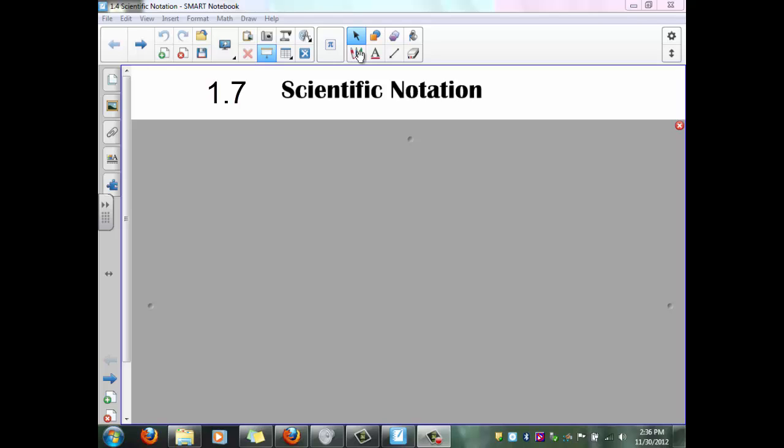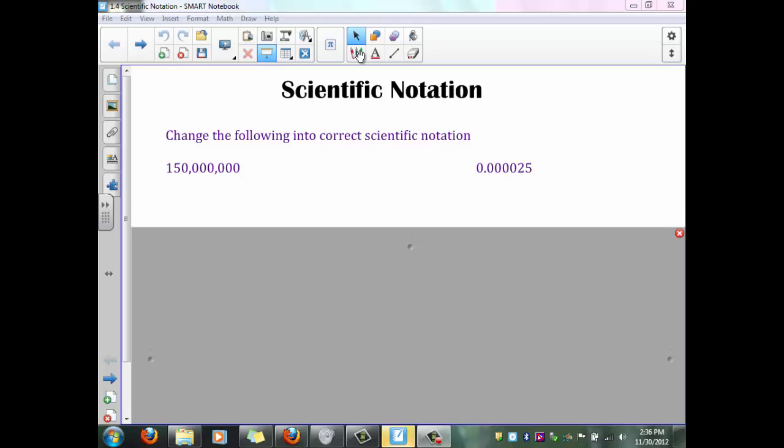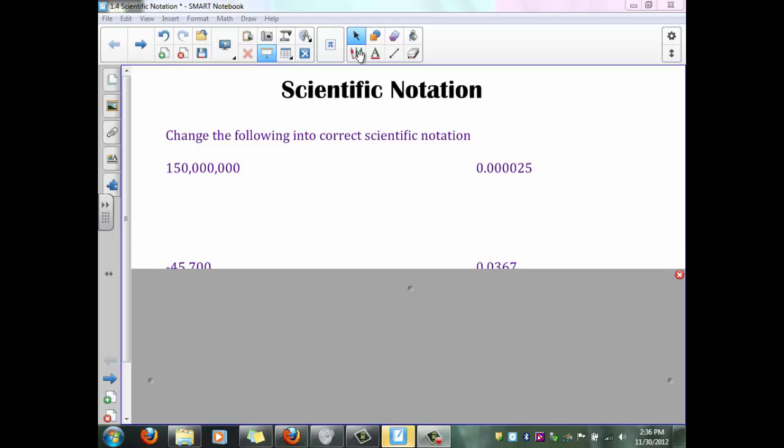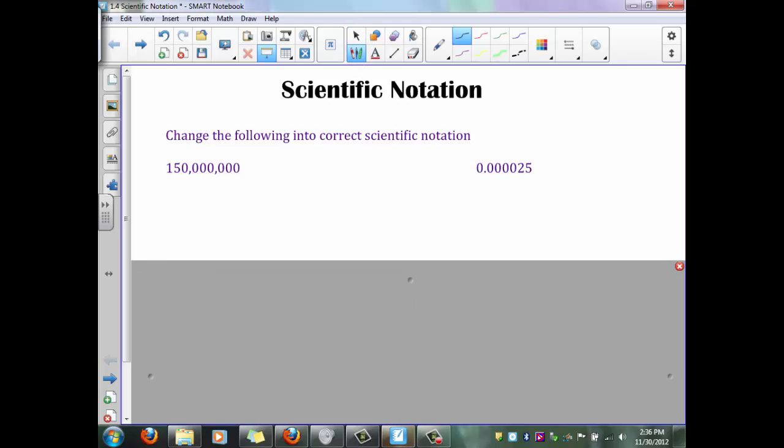Alright, today we will be talking about scientific notation. So, we are going to start by just changing the following into correct scientific notation. So first off, correct scientific notation means only one digit in front of the decimal point. So notice our current decimal point is here, so we need to move it 1, 2, 3, 4, 5, 6, 7, 8. So it will be 1.5, and it's always times 10, and then to the 8th, we moved it 8 spots.